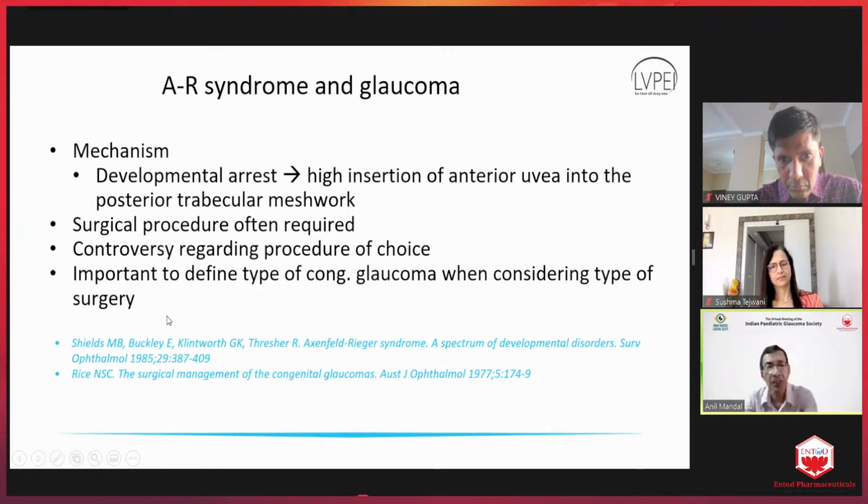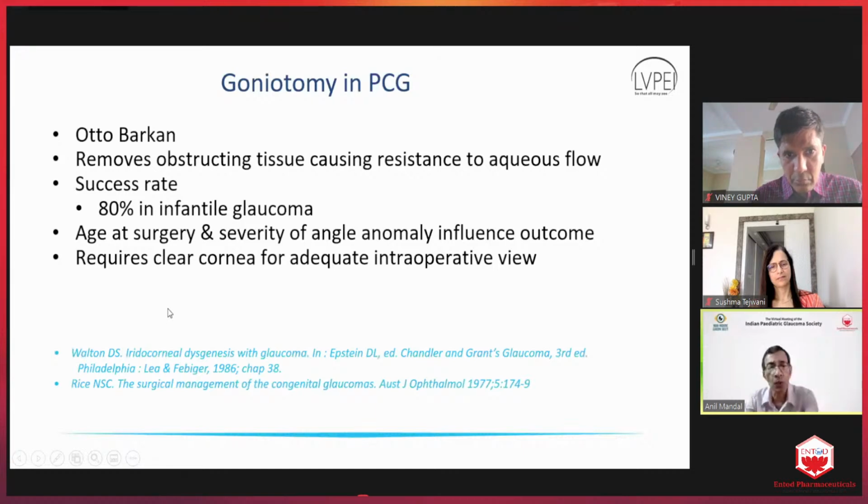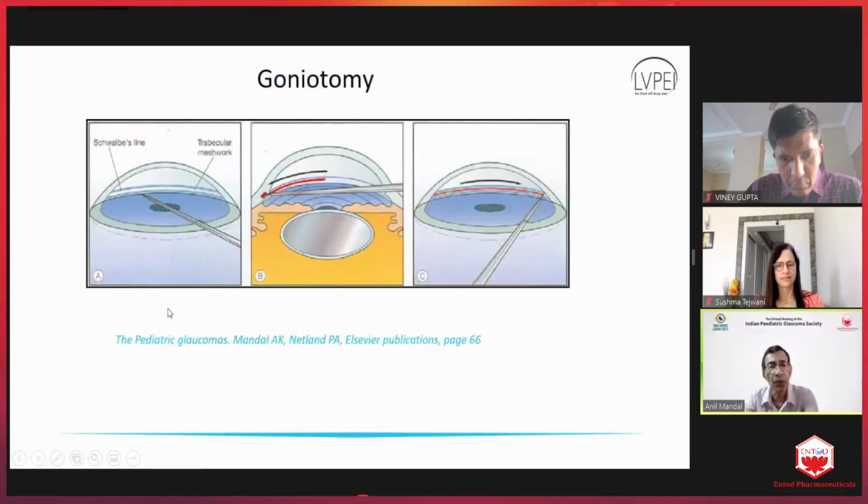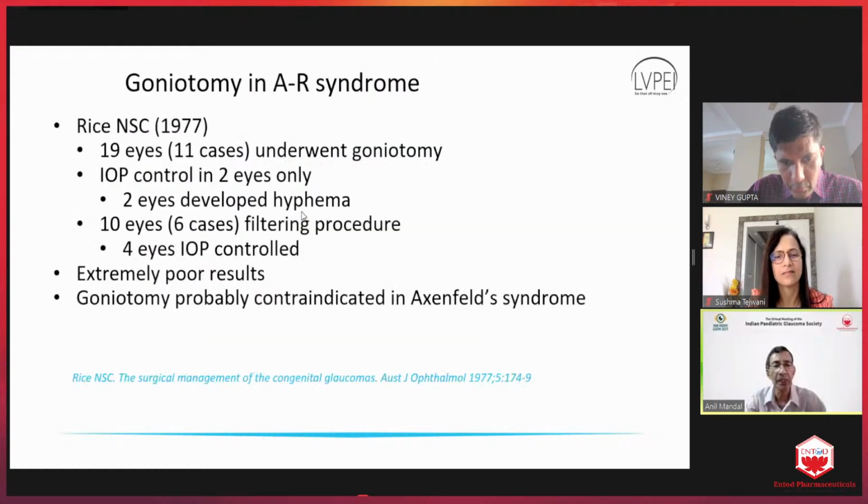Now the question is, goniotomy, which is the classic surgery for primary congenital glaucoma, is usually very difficult even if the corneal clarity permits, because of the iridocorneal adhesions we see typically in Axenfeld-Rieger anomaly.